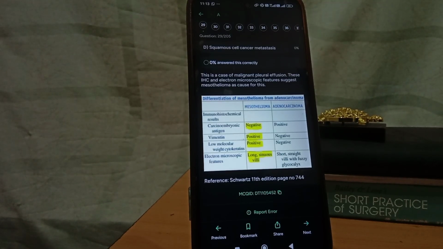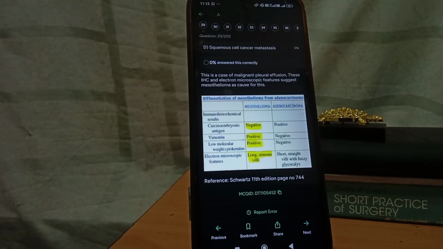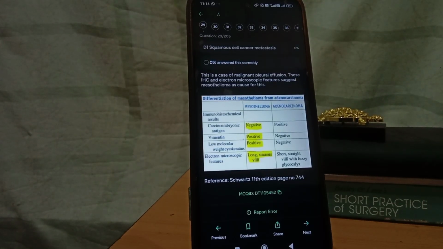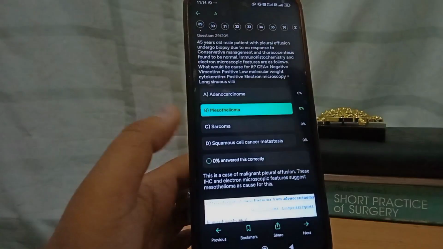Then vimentin is positive in mesothelioma, but in adenocarcinoma vimentin is negative. Low molecular weight cytokeratin is positive in mesothelioma, but in adenocarcinoma it is negative. Electron microscopy features include long slender villi, but in adenocarcinoma it is short villi with fuzzy glycocalyx. So the answer is mesothelioma.